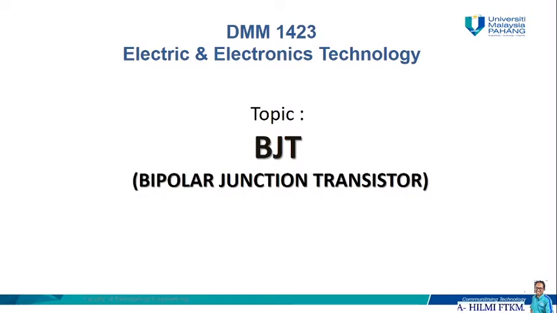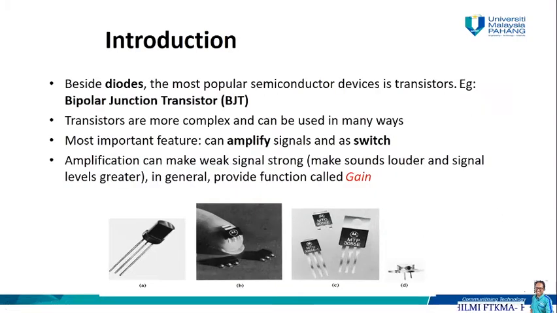So we are going to continue with our next topic, and in this video we are going to discuss the bipolar junction transistor, also known as BJT. Besides diodes, which we have covered in our previous videos, the most popular semiconductor devices in the world are transistors. Examples of transistors are the bipolar junction transistor and the field effect transistor, BJT and FET. In this video, we are going to discuss BJT in more detail.